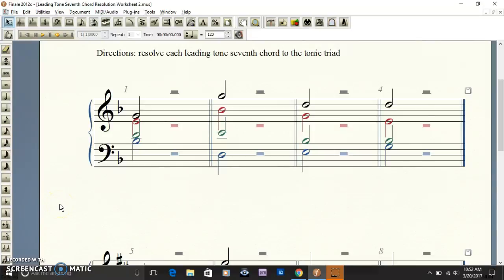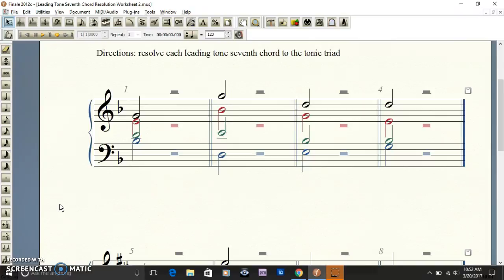Hello, so in this video I'm going to talk you through the process of resolving leading tone 7th chords. And to do this we're going to follow 3 steps. The first is going to be to resolve the 7th of the chord down by step. The next is going to be to find the tritone within the chord and resolve that properly.